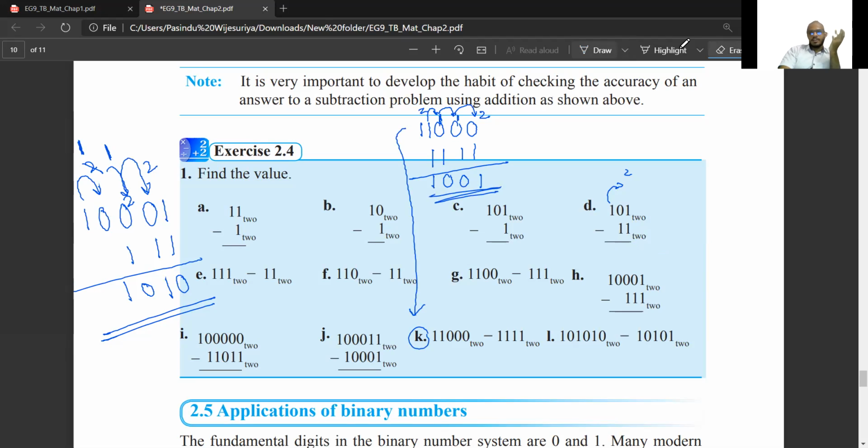To further clarify doubts, I will do question number H as well. 1 0 0 0 1 1 1 1. 1 minus 1 is 0. Here, no. Give 1. This will be 2. From 2, you have to give 1. So here the remaining is 1.